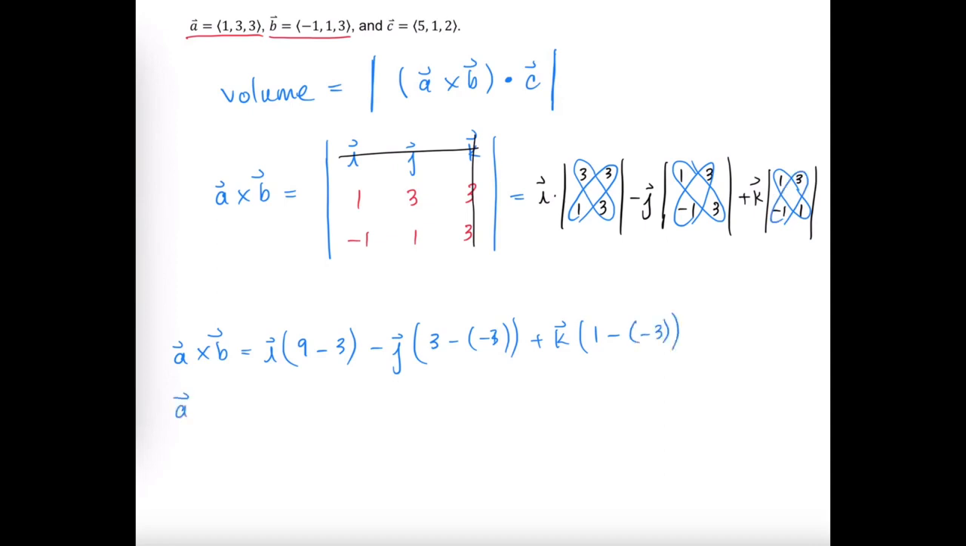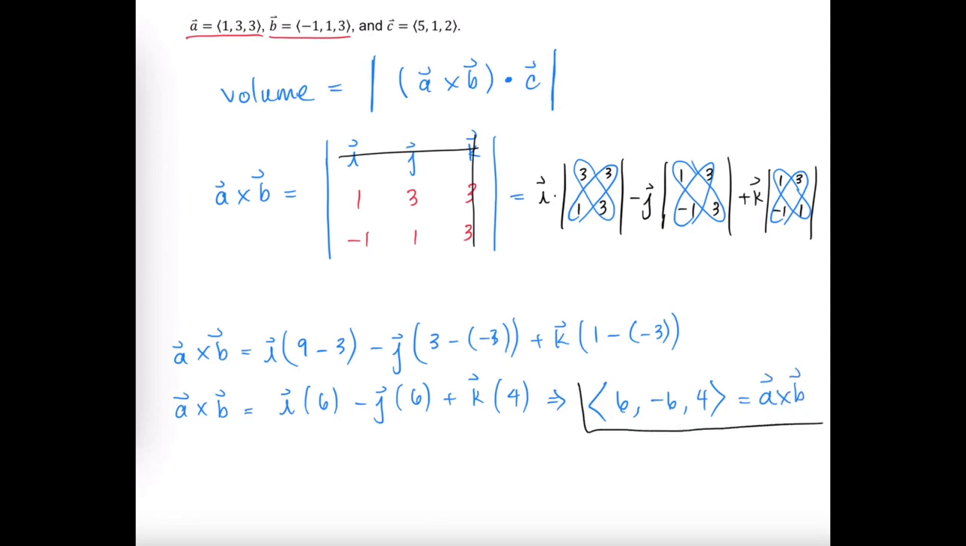And then we just need to simplify this. So A cross B is going to be I times 6 minus J times 3 plus 3, which is also 6, plus K times 1 plus 3, which is going to be 4. And now I'm going to switch this over to pointy bracket notation so that it's not quite so cluttered looking. So we'll say this is going to be 6, negative 6, and 4. And again, this is our A cross B vector. Remember that we're always putting vector hats on top of any variable that represents a vector.